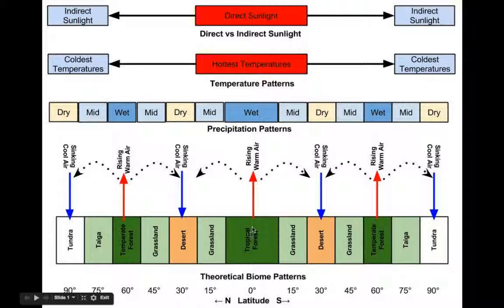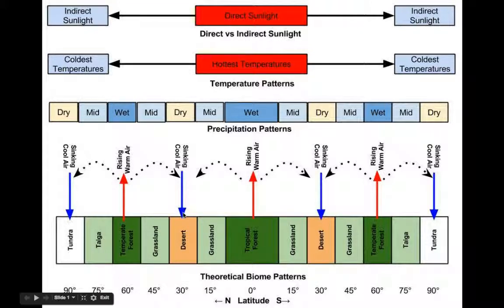We're going to have this variance in the amount of rainfall we get, and that's again due to the air pressure. It's going to be really wet where you have low air pressure and rising air, and it's going to gradually get drier and drier until you get to the point where you have the least amount. And this would be where you would find most of your deserts, right around 30 degrees north and south.